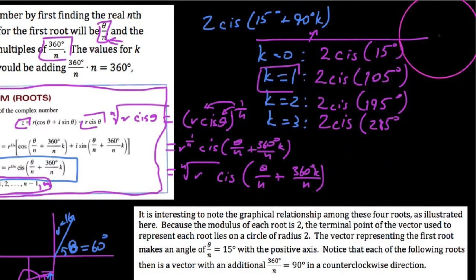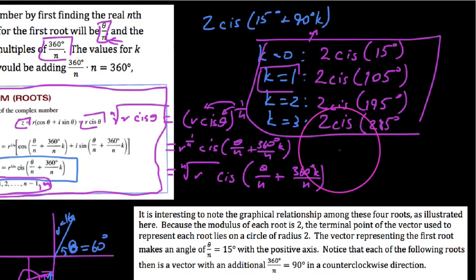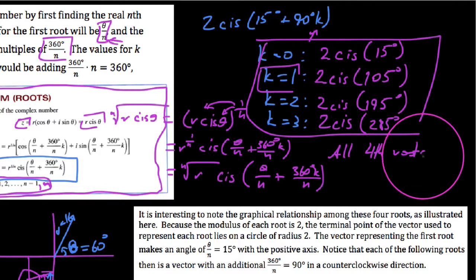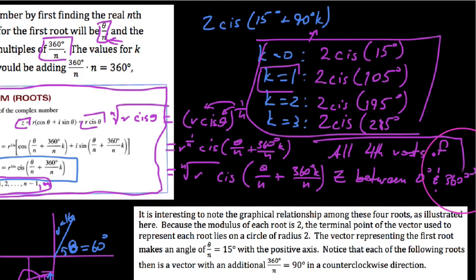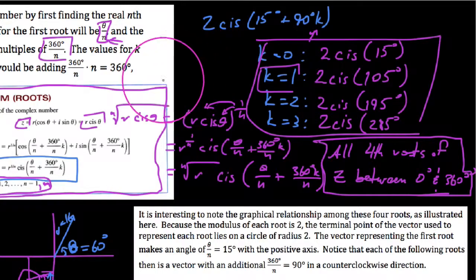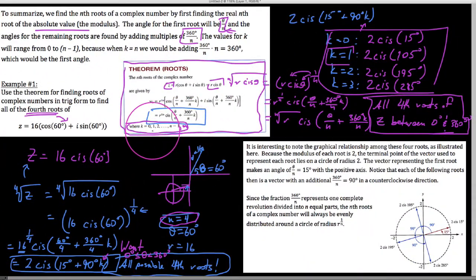What I can tell you is these right here are all fourth roots of z between 0 degrees and 360 degrees. So a lot of the times what we want are all the fourth roots that exist, or any nth roots that exist between 0 and 360. So in this case, recall the k value starts at 0 and always goes up to 1 less than the root that you were taking. Since we were taking the fourth root, we went up to 3.